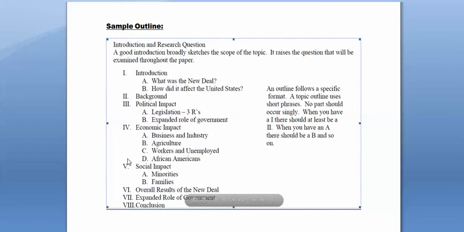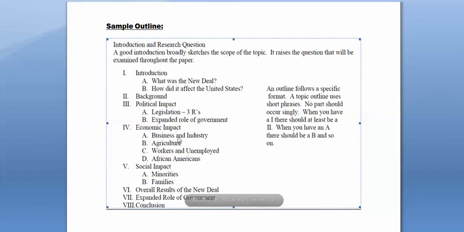Because you're talking about a huge impact, it is your job to convince your reader that your topic is beyond doubt a turning point in U.S. history by giving this evidence. As you can see, for political impact, it talked about legislation, the 3 R's of reform. One of the 3 R's was reform and rebuilding. So they wanted to rebuild and reform as part of the New Deal. These were ideas and general themes of legislation. There was also an expanding role of government as a result of the New Deal, the government taking on new roles it didn't have before.